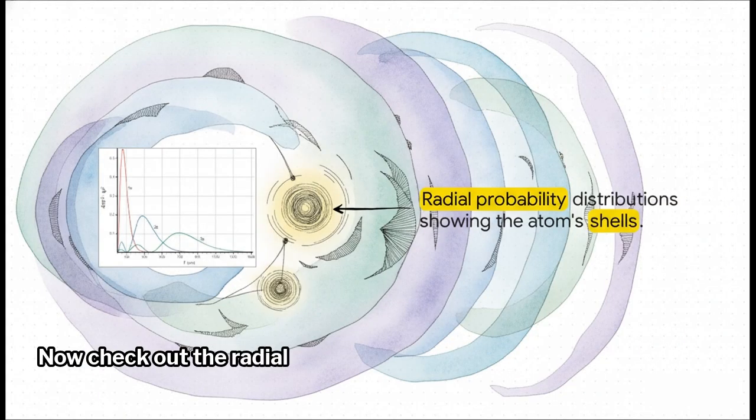Now check out the radial component, because this is where things get really fascinating. Those complex lobes we just talked about, those are defined by angular nodes.